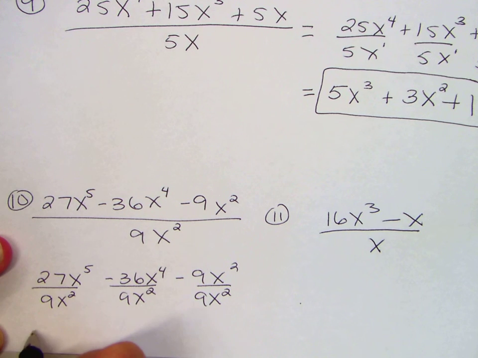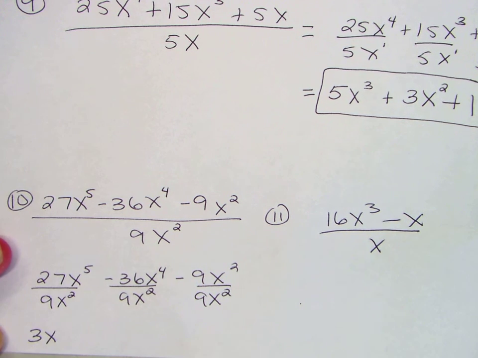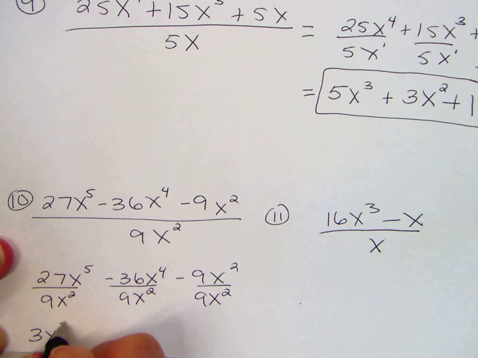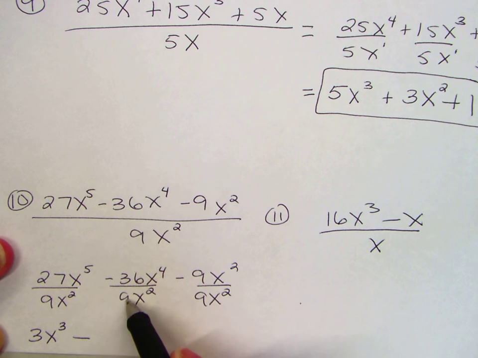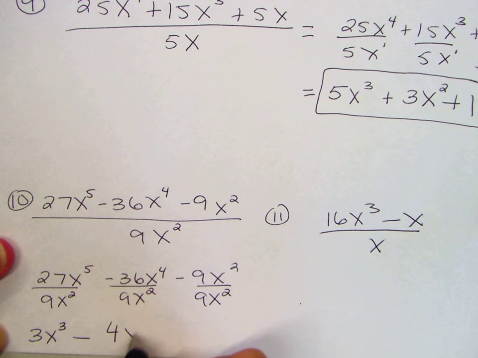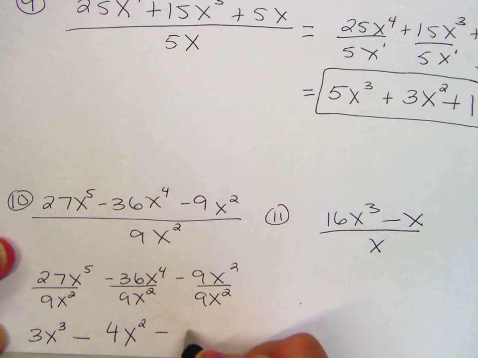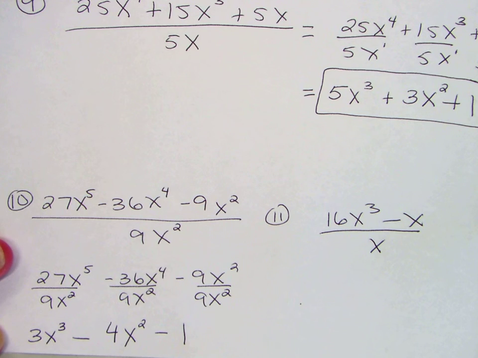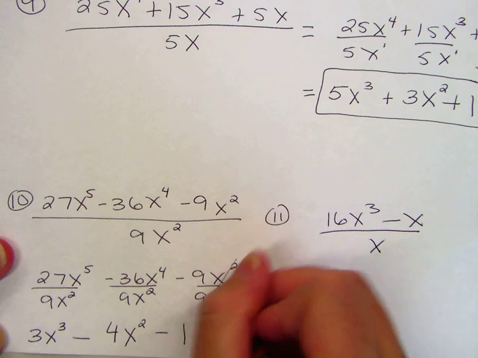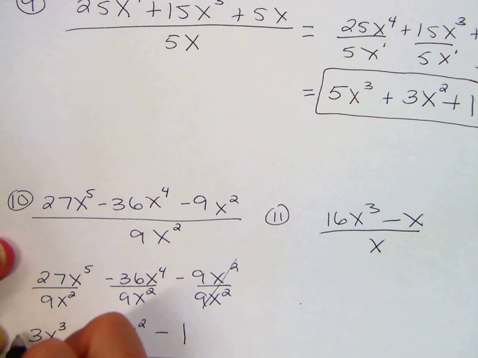27 divided by 9 is 3. X to the fifth divided by x squared. Subtract your exponents and you get 3. 5 minus 2 is 3. Minus 36 over 9 is 4. 4 minus 2 is 2. 9 divided by 9 is 1. X squared over x squared is 1. 1 times 1 is 1. Right, so this is your answer.